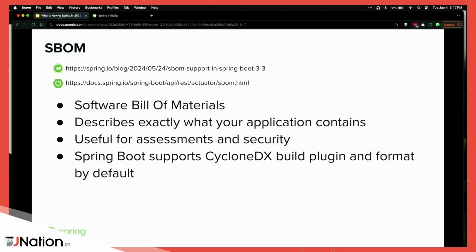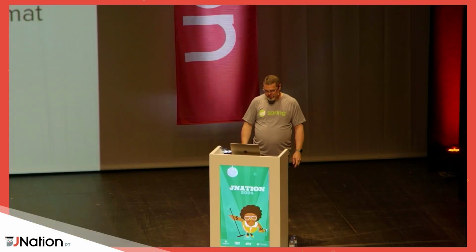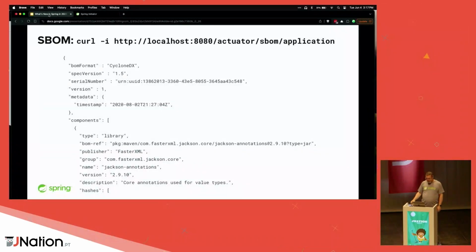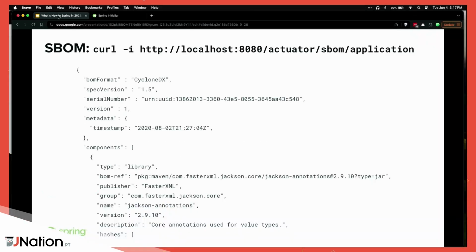So Spring Boot supports CycloneDX, and it creates an actuator endpoint. So now you can query your applications and say, what do you include? What's packaged with you? And you can see, so here's a sample URL for an actuator, and then each component is listed, its version is listed, and then some cryptographic hashes as well. That way you can compare to make sure that nothing's changed.